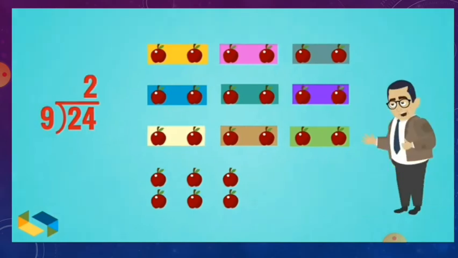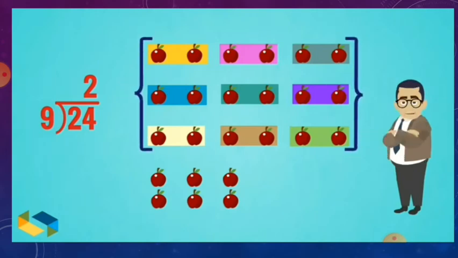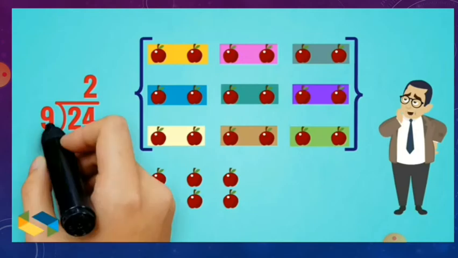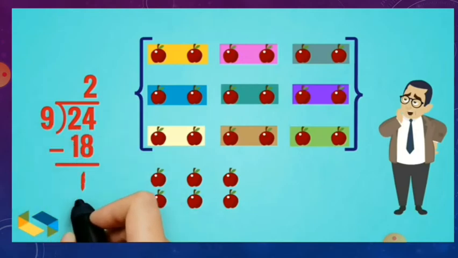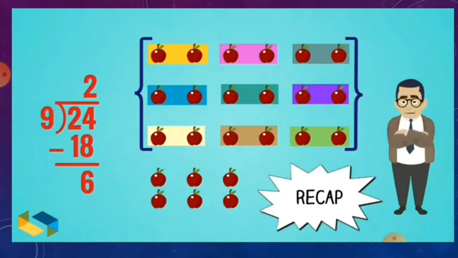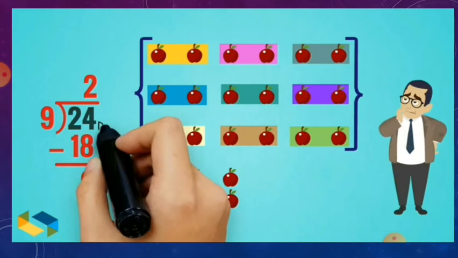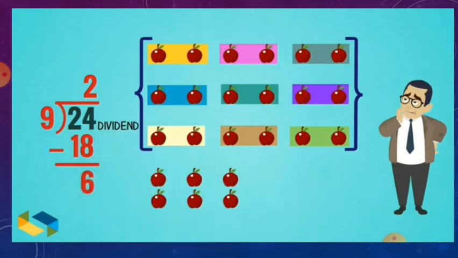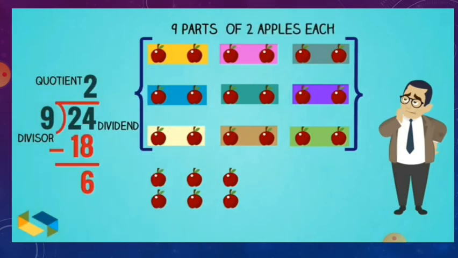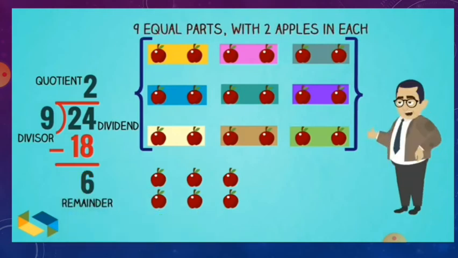9. Now the way we write the entire division solution is that we first get the number of apples we calculated after dividing in equal parts, which is 18. We write 18 below the dividend and do a subtraction. We get the number 6, which is the number of leftover apples we got. Now let's do a quick recap. We divided 24 by the number 9 to get 2 in each part, with 6 as the remainder.